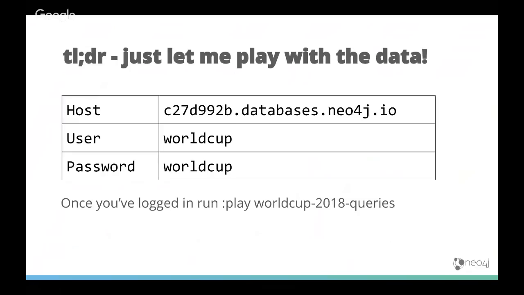You can either just play around with it on your own and see what's in there, or we've made a Neo4j browser guide. If you type in :play World Cup -2018 queries, that's got a bunch of pre-made queries for you. We'll come back to that later on in the presentation.